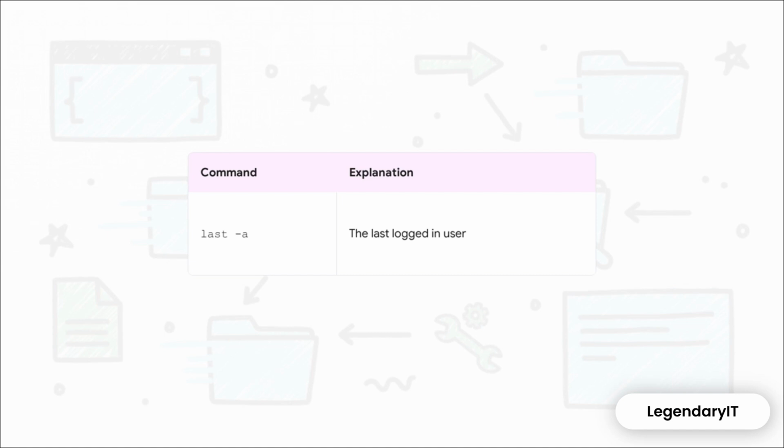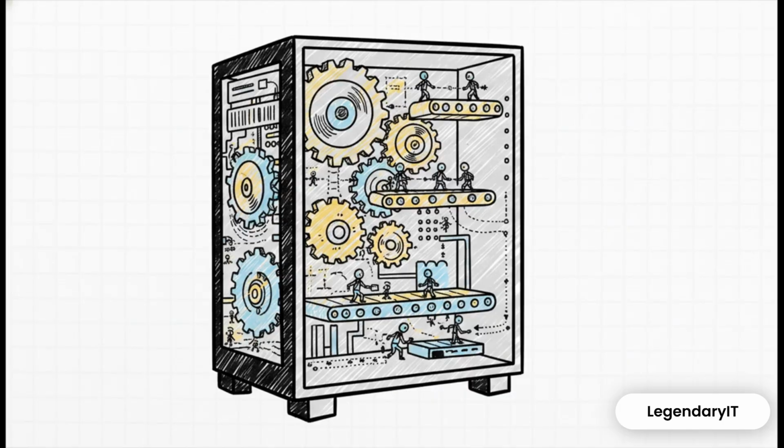This command is crucial for building a timeline of events. Okay, so we've checked out the people, both past and present, but the system itself is just humming with activity. There are all these processes running in the background, services are doing their jobs. We need a way to see all of it.